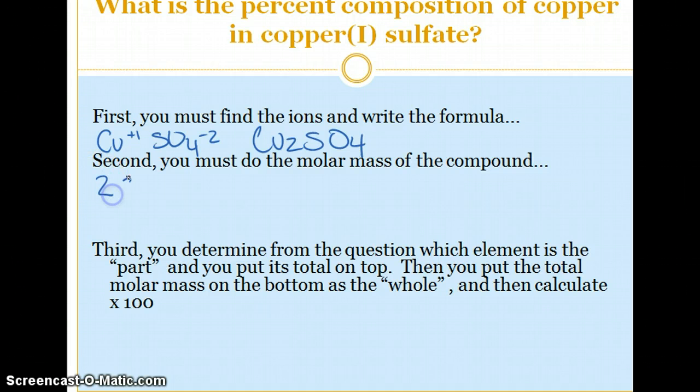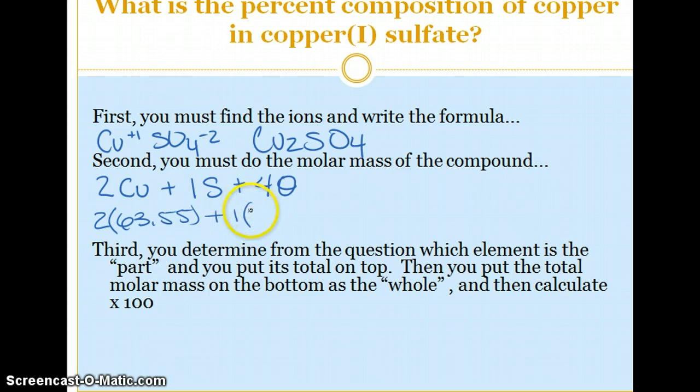So I've got 2 coppers, and I have 1 sulfur, and I have 4 oxygens. So then I go to the periodic table and I plug in the masses for those elements. So copper is 63.55. Again, remembering we always take 4 significant figures for those atomic masses.